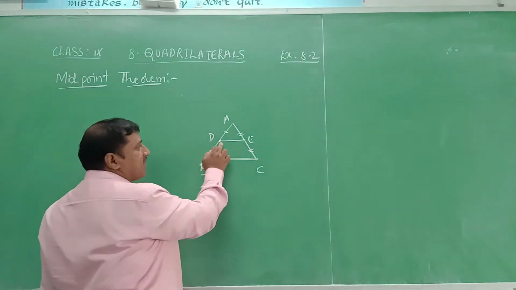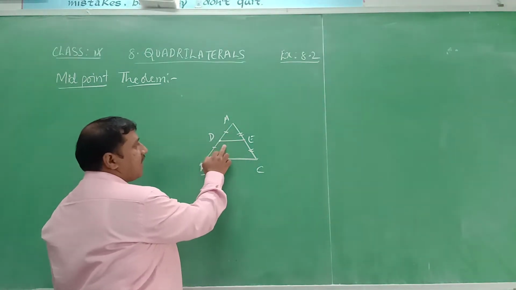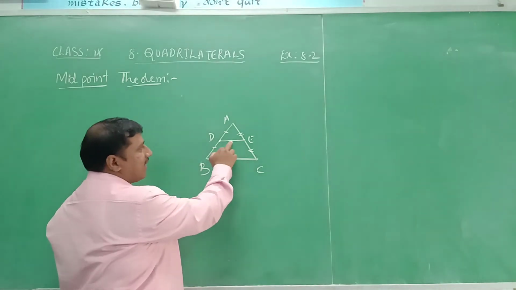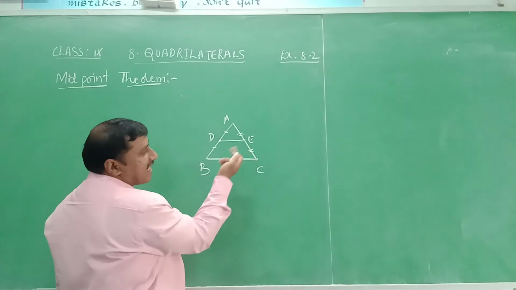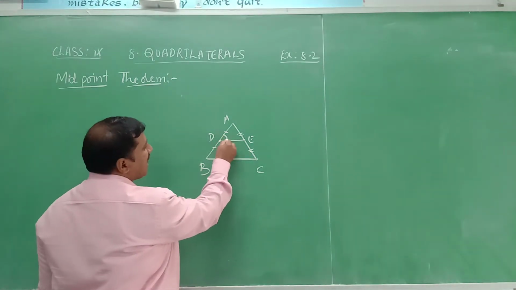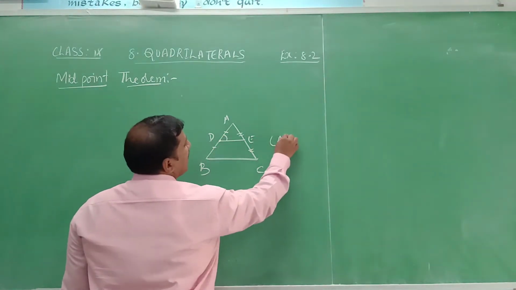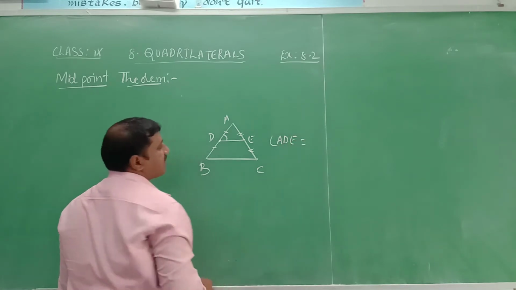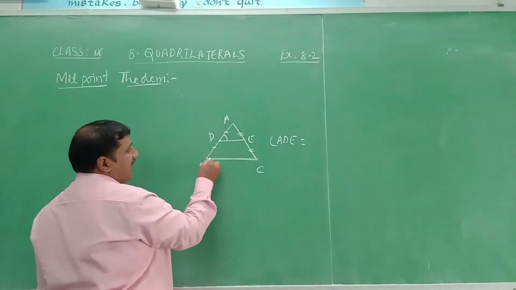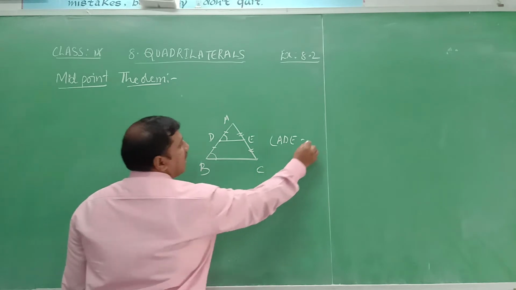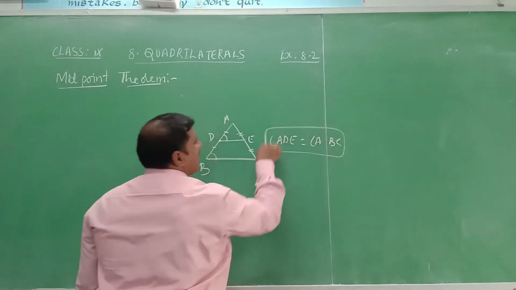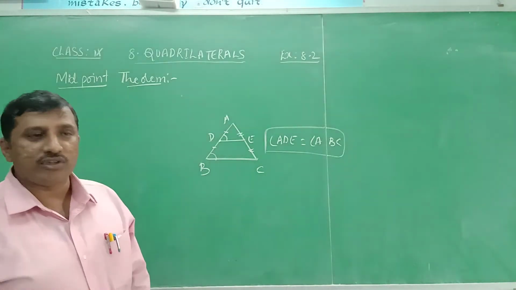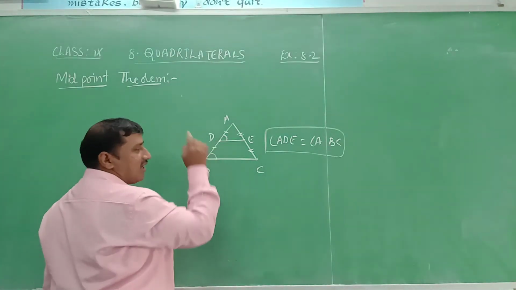So the line segment joining the two midpoints of two sides of a triangle, that is DE, is parallel to BC. Yes, take the protractor and measure this angle ADE, and measure angle ABC. You will find both angles are equal. Angle ABC and angle ADE, you will find both are equal.